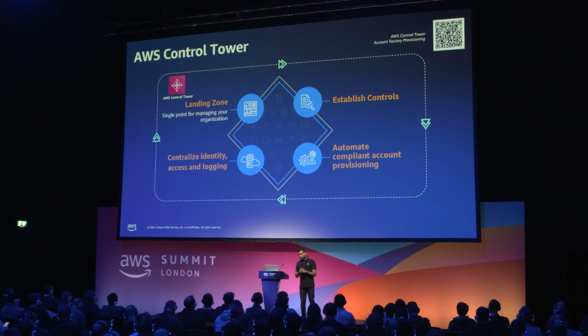But let's put that into practice. Let's look at prescriptive guidance now of how you can use Control Tower to build a landing zone and a multi-account strategy using your operating model on AWS, which is the next slide.